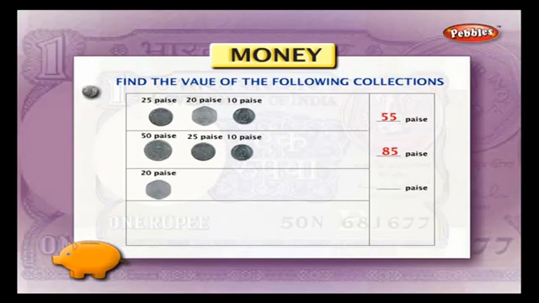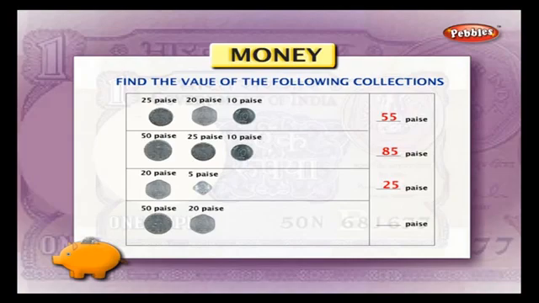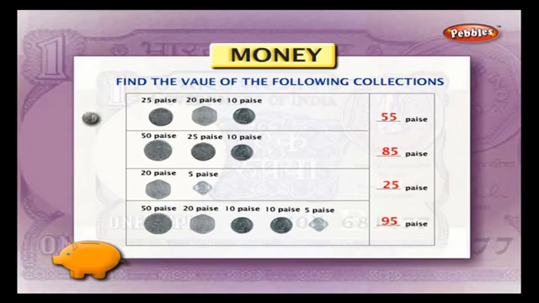1 20 paise plus 1 5 paise is equal to 20 plus 5, which is equal to 25 paise. 1 50 paise plus 1 20 paise plus 2 10 paise plus 1 5 paise is equal to 50 plus 20 plus 10 into 2, which is equal to 20 plus 5, which is equal to 95 paise.